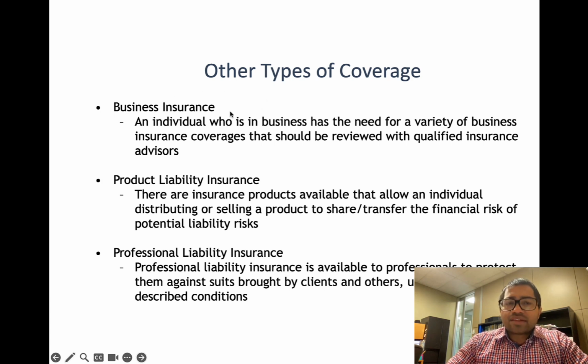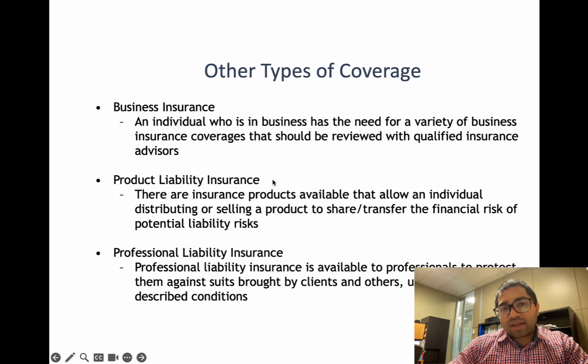Then there is business insurance. An individual who is in business has the need for a variety of business insurance coverage that should be reviewed with a qualified insurance advisor. Business insurance covers liabilities from the business. So, someone suing you because of the business you are in.